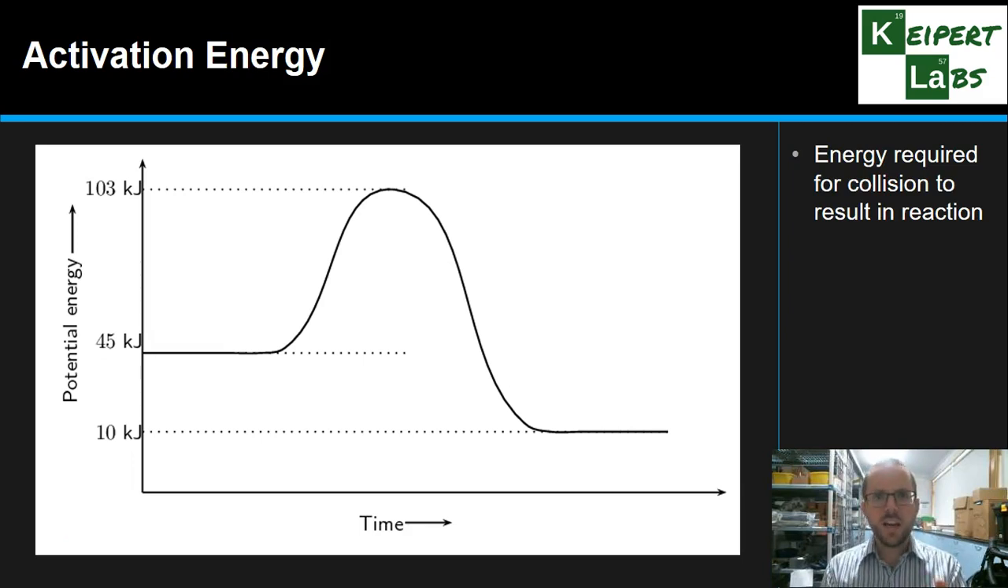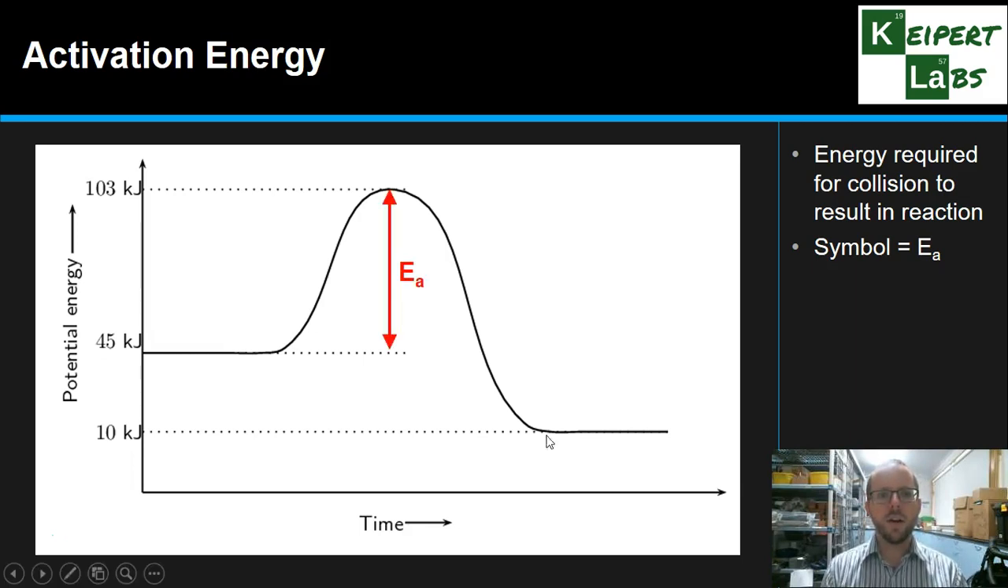That is the energy required for the collision to result in a reaction, as long as the orientation is right. If you have the right amount of energy but they're facing the wrong way, it's still not going to happen. But this is the amount of energy that's needed for that collision to actually be successful. We give it the symbol E with a little subscript A. So E_A is activation energy, energy of activation.